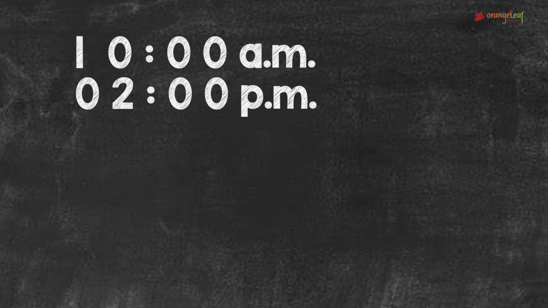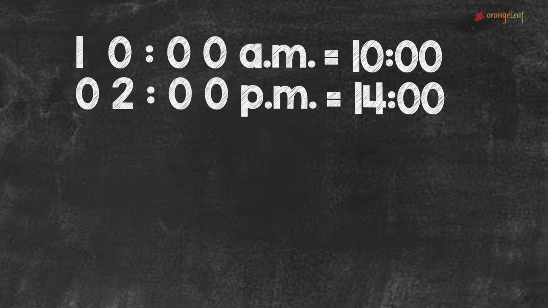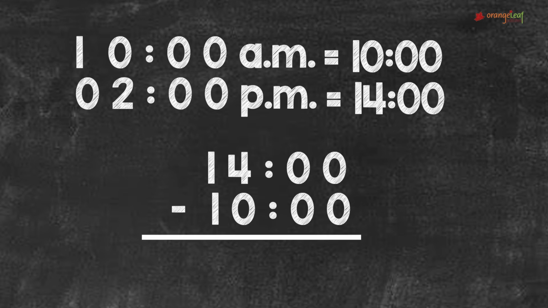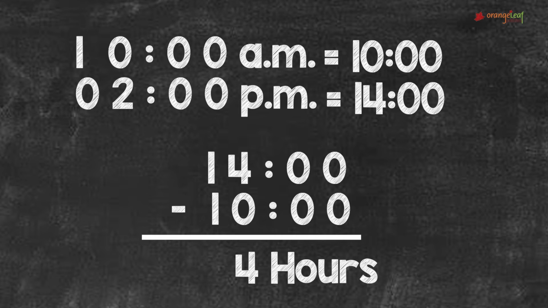So, we first have to convert them to the 24-hour clock. So, 10 am in the 24-hour clock is 10 and 2 pm in the 24-hour clock is 14 hours. So, on subtracting 14 and 10, we get 4. So, the time duration between 10 am and 2 pm is 4 hours.